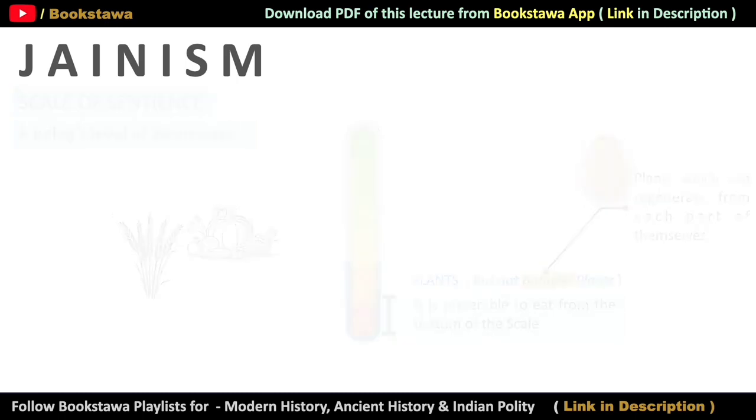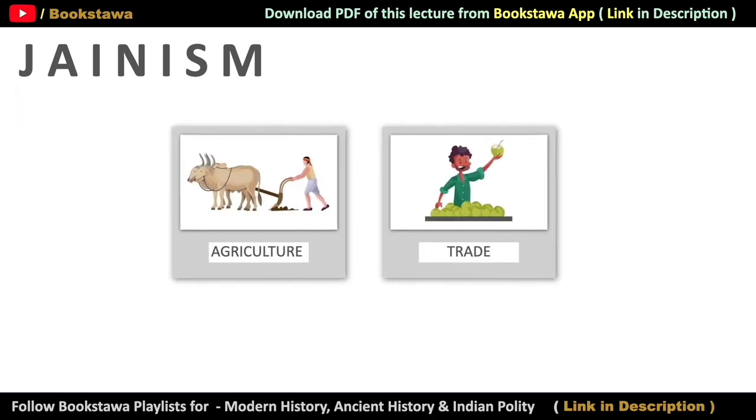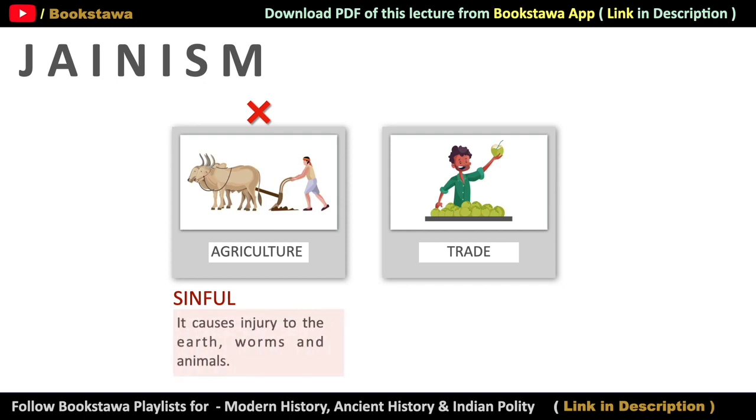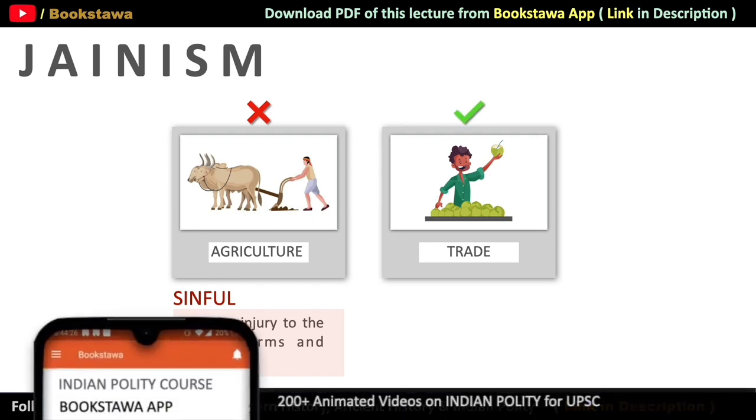Now let's see what kind of professions are allowed in Jainism. So here we can see that there are two professions, agriculture and trade. Agriculture is not allowed in Jainism and it is considered a sinful profession because during agriculture, earth, worms, and animals get injured a lot. So that's why people who believe in Jainism have been advised to choose trade as a profession. So that was about the principles and teachings of Jainism.